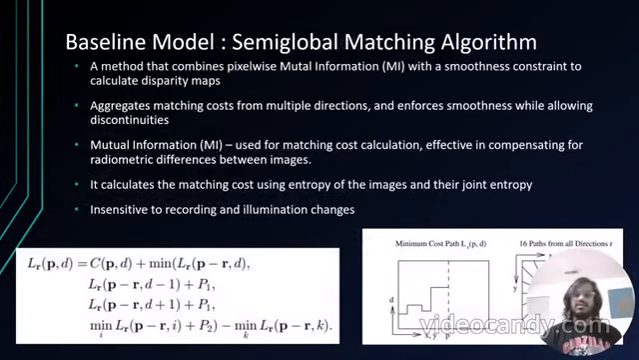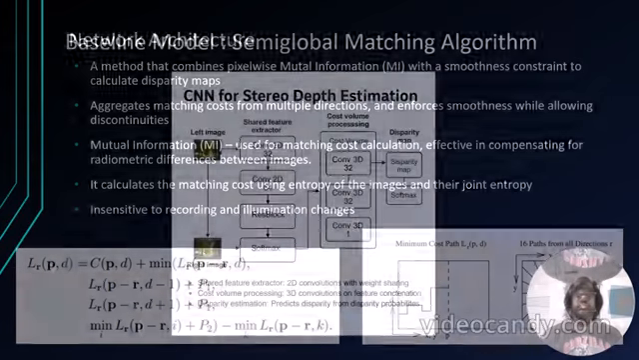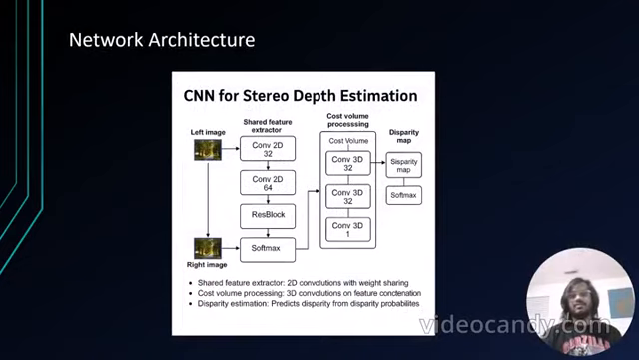So the baseline model, we've gone over this in the past, is the semi-global matching algorithm. Now, it's a traditional, highly rated signal processing based algorithm for depth estimation, and it makes use of mutual information. As for our model, it's a CNN for stereo depth estimation. As seen on this slide, we have several layers, convolutional layers, and a ResNet, and then a softmax layer. So it'll do the feature extraction, and that will form the basis for accurate stereo matching.